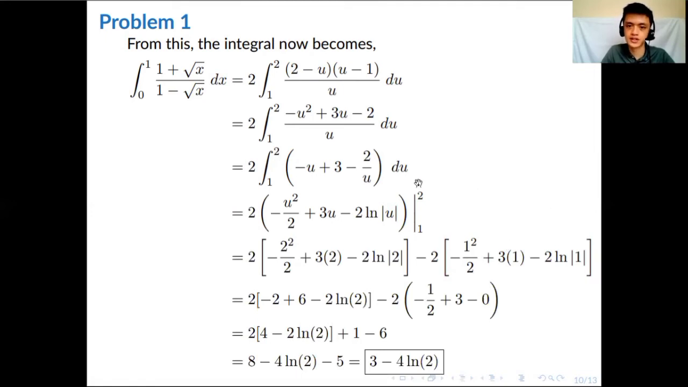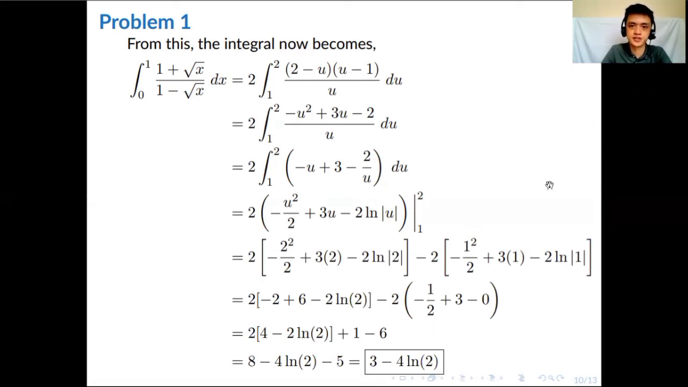Okay? And if you try to simplify that, we'll end up with our final answer, which is 3 minus 4 ln 2. Okay? So, take note that 2 over u yung derivative niya, or rather yung integral niya. If you try to integrate that, you'll get 2 ln absolute value of u. Okay? Kasi special property yung 1 over u, yung integral niya. Okay? So this is our answer right here.